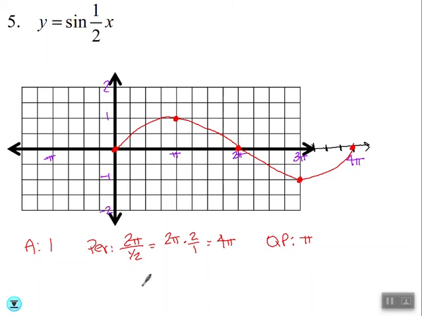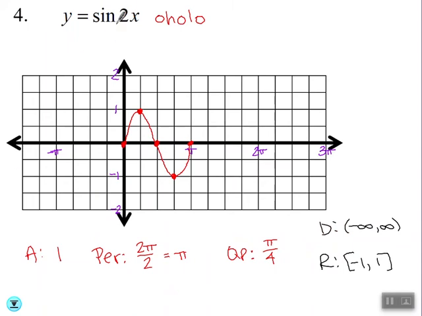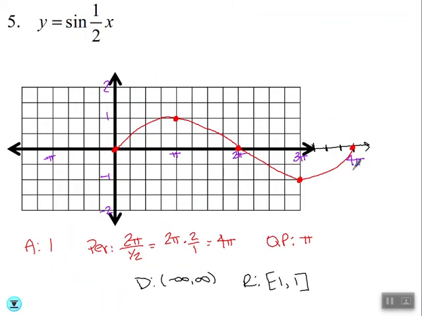Since this could repeat forever, our domain is still negative infinity to infinity, and our range is -1 to +1. So you can see here that when we have a larger value for b, that condenses our graph, but when we have a smaller value for b, it extends our graph.